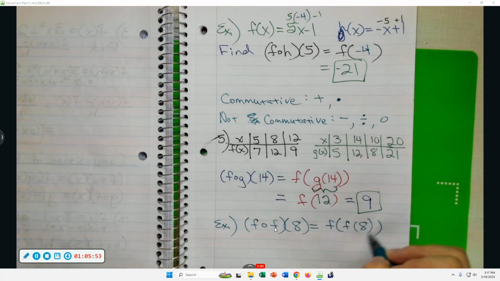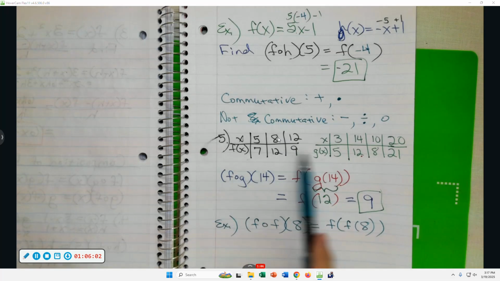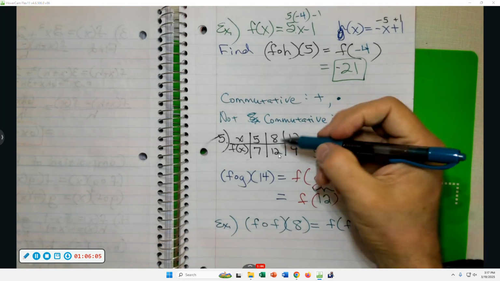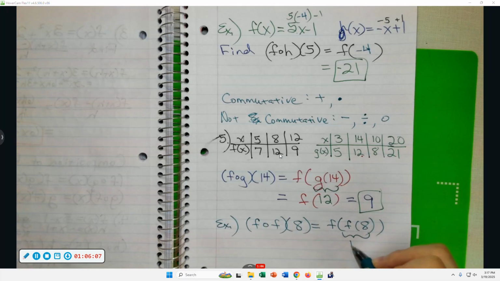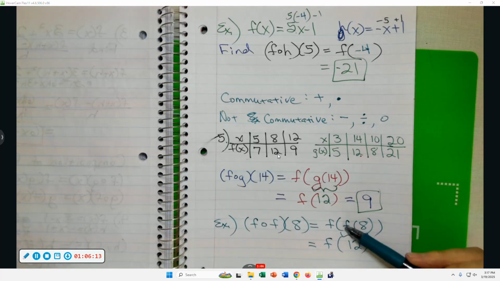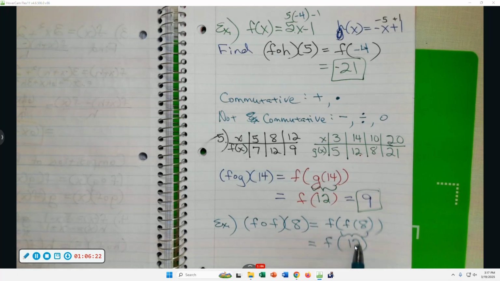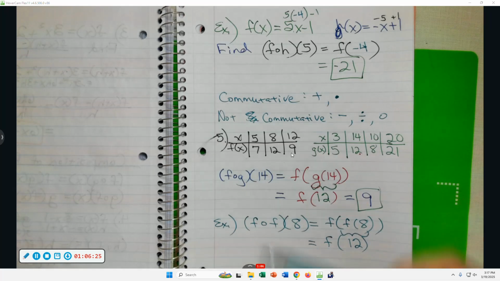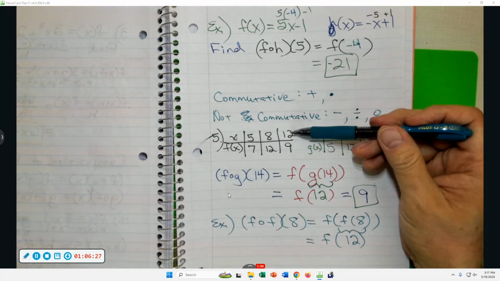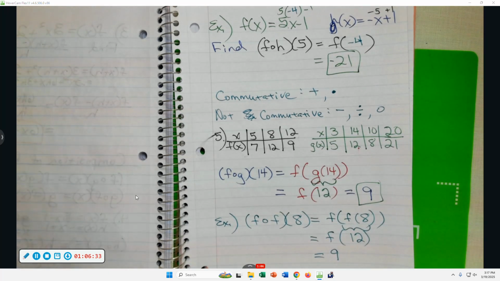So go to the F table. F assigns 8 to 12. We still have that F sitting on the outside though. Now we want F of 12. What does F assign 12 to? Go back to the F table. 12 is assigned to 9. Did y'all follow my logic there?